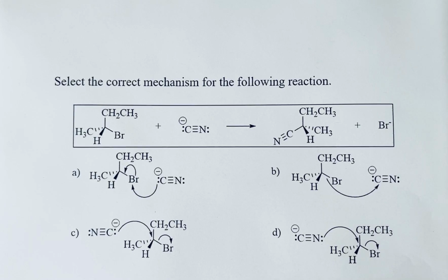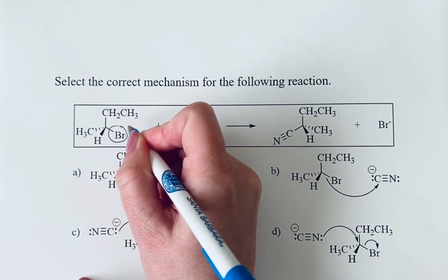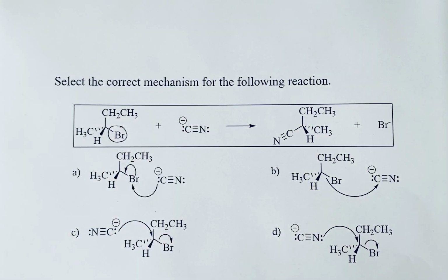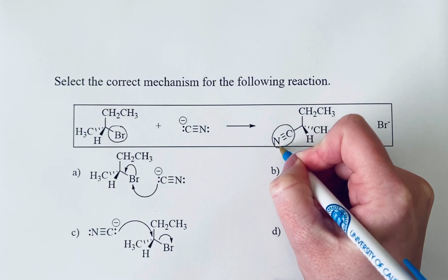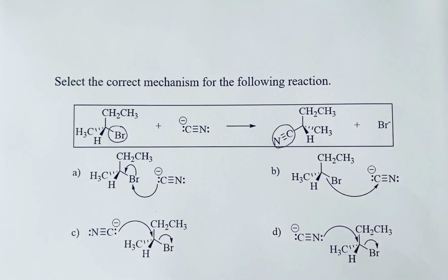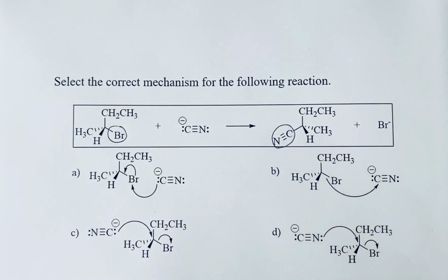Select the correct mechanism for the following reaction. So in looking at this problem, we need to look at our starting material and our products and analyze what has changed. So we should hopefully see right away that we started off with an alkyl halide. So we had a bromine, and that bromine has been displaced and replaced by this cyano group. And so we have substituted the bromine for that cyano group.